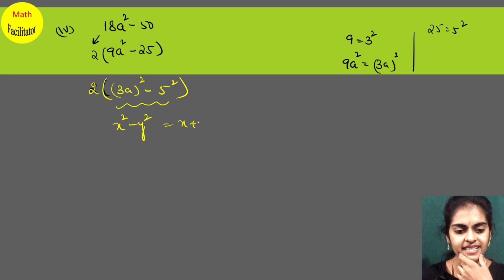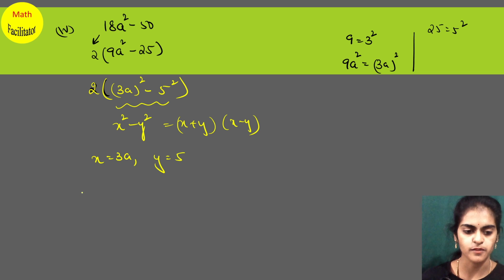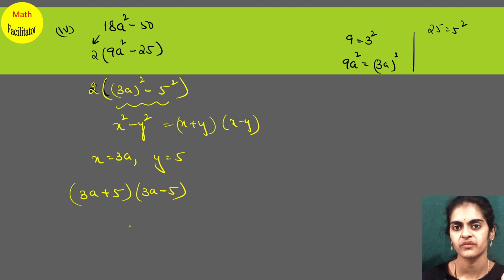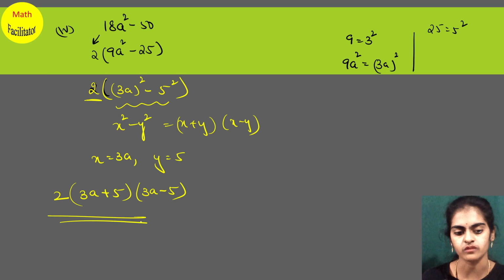You can write it as x plus y into x minus y. So in the place of x you have 3a and in the place of y you have 5. Let us substitute. So x plus y into x minus y. But don't forget you have a 2 here. So write that 2 also.